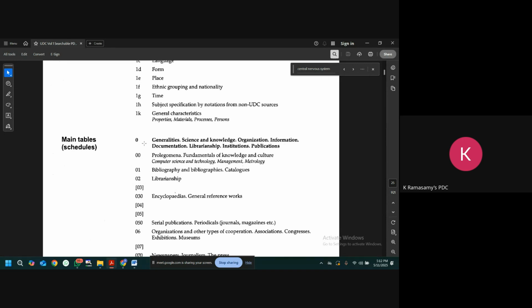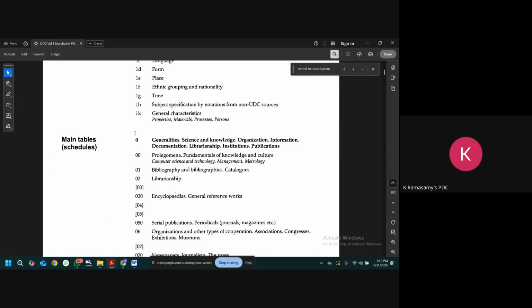Each division is again divided into 10 subdivisions, and those 10 subdivisions are again divided into 10 subdivisions. The same kind of hierarchical arrangement can be seen in both DDC and UDC. But DDC says that the minimum number of digits required to represent a subject is 3. You need a minimum of 3 digits in DDC. But in the case of UDC, they have just removed that particular concept. They say that even 1 digit is sufficient to denote a concept.